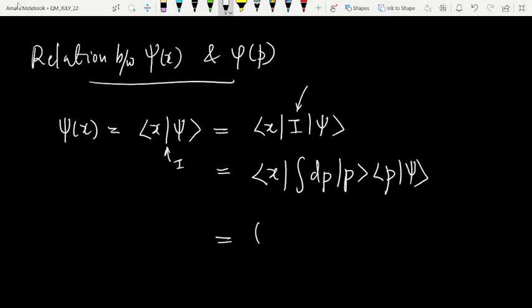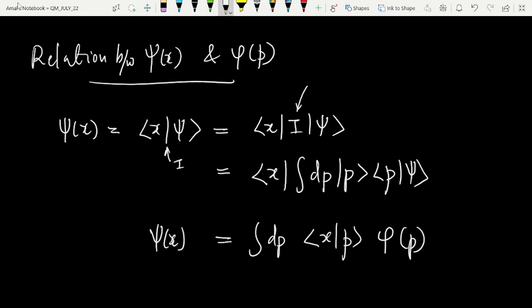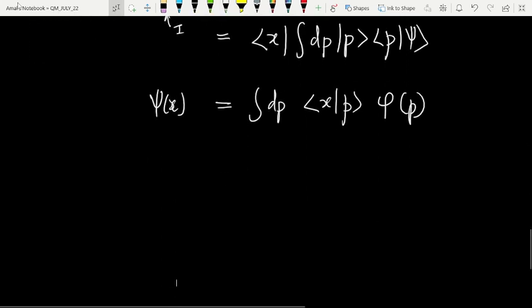so I am taking the integral outside, then I will get x with p and p with psi. P with psi is nothing but phi of p, and this is psi of x. So there is a relation between psi of x and psi of p.